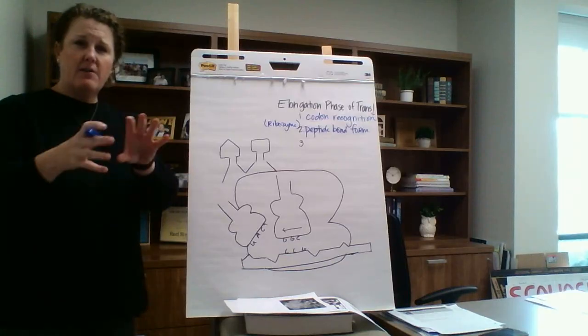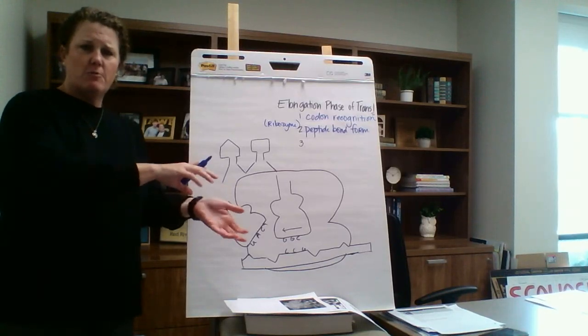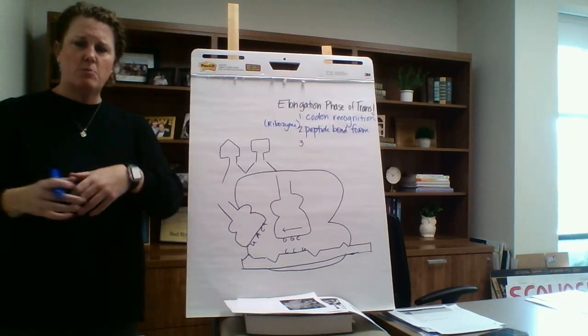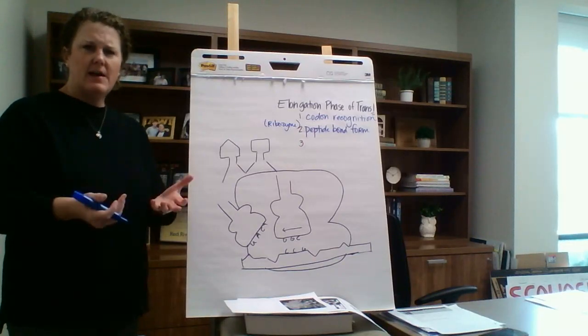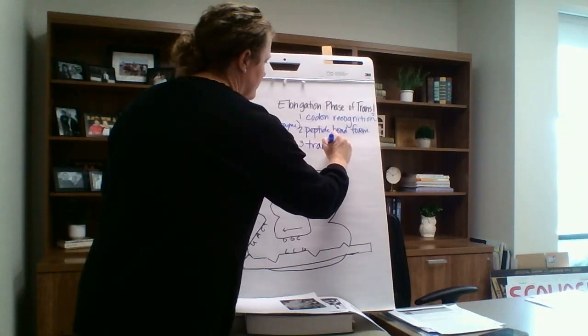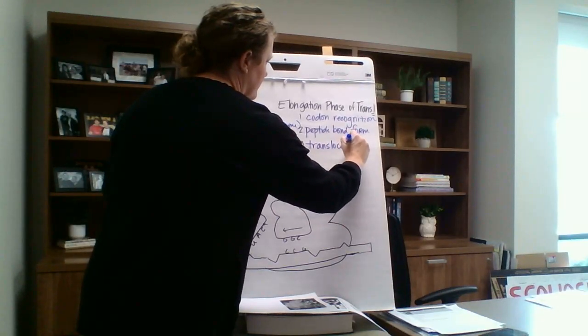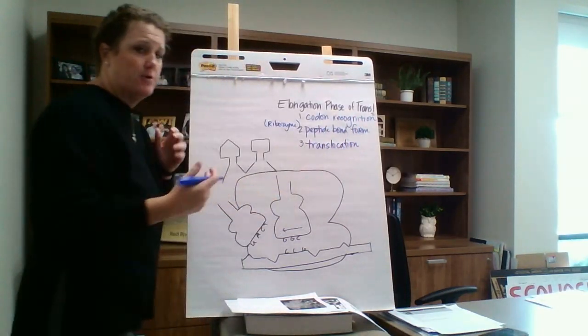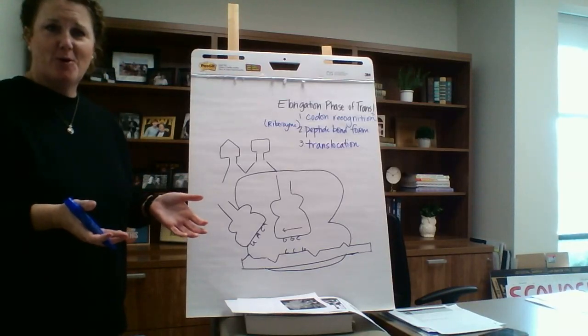So you remember how the tRNAs are moving from one position to the next as the ribosome moves down the RNA molecule? That's what translocation is. So we're going to put translocation. Now remember, you will have a word bank. You just have to know where to put all of these words, right?